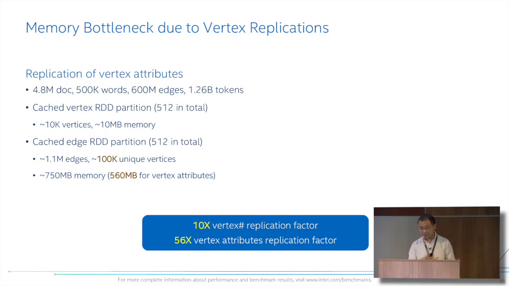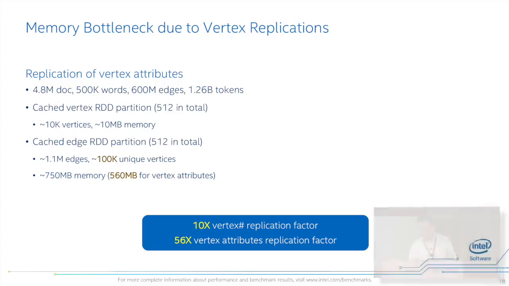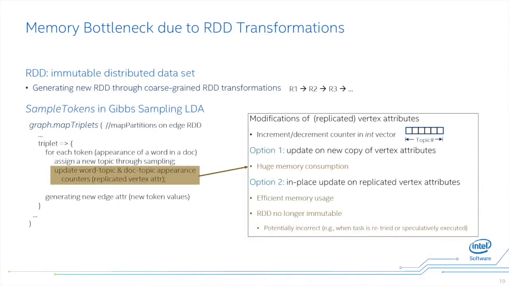At the end of the day, the replicated vertex attributes turn out to be a huge scalability bottleneck for applications running on GraphX. That's one part of the problem.